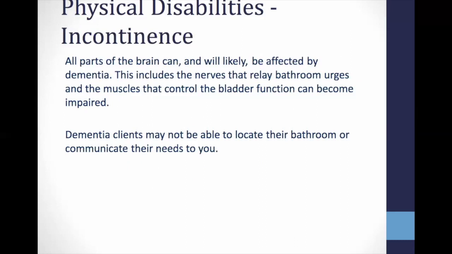Let's move on to incontinence. All parts of the brain can and will likely be affected by dementia. So this includes the nerves that relay bathroom urges, and the muscles that control bladder function can become impaired. Right? We see this also pretty regularly. Dementia clients may not be able to locate their bathrooms in their house, especially if they moved into a new place or a facility. They might not remember where things are.